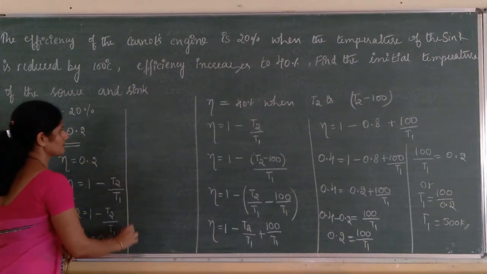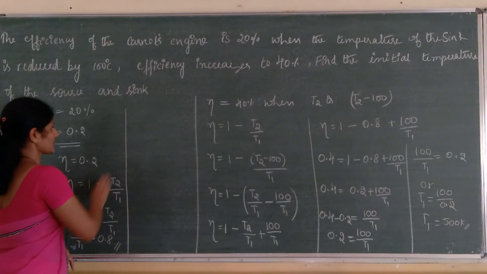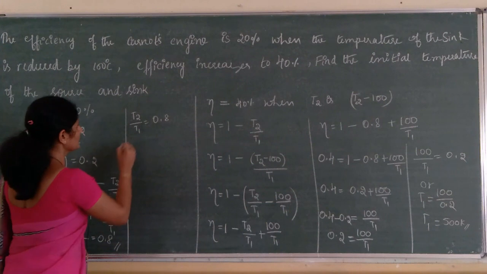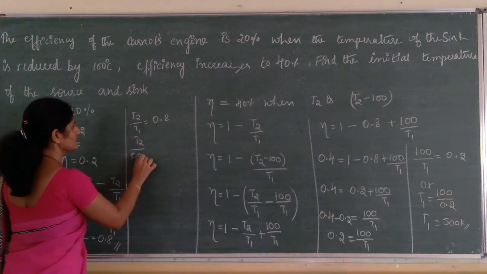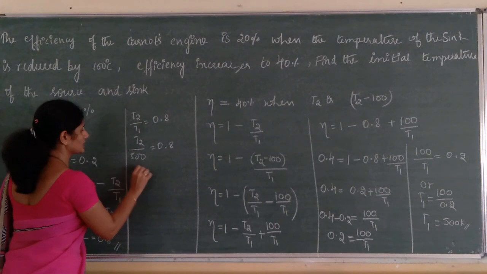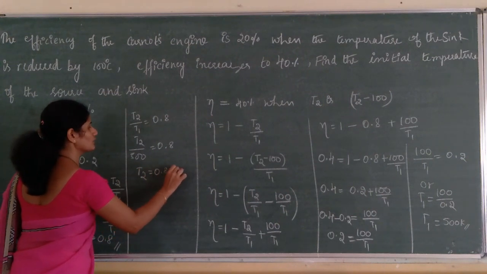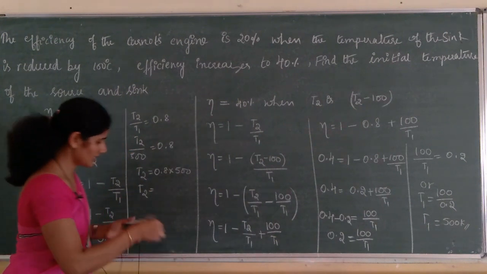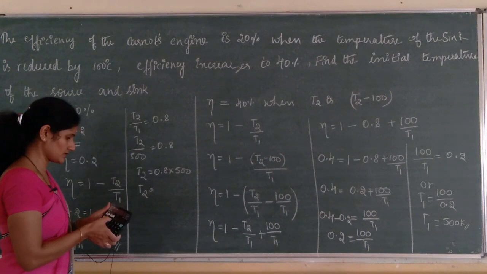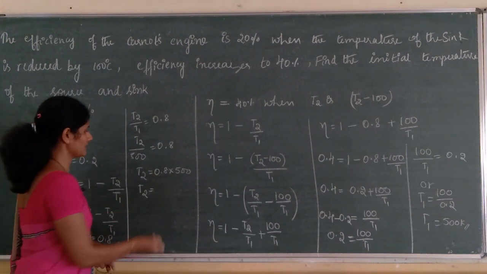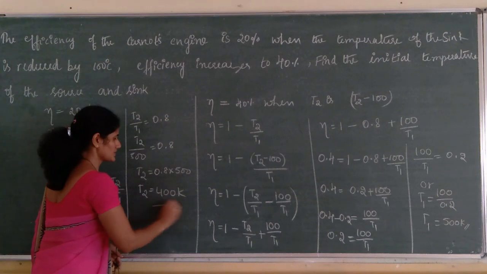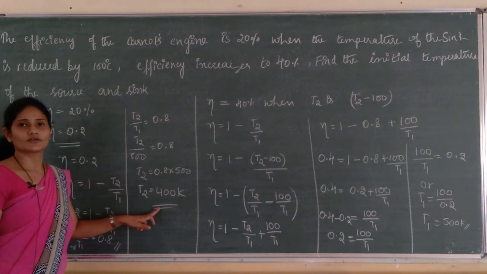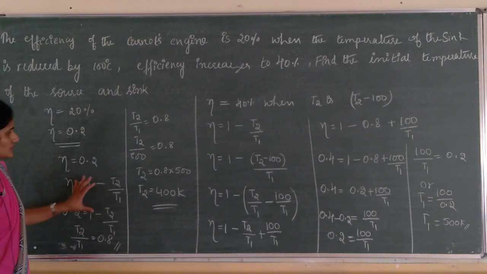Now what is the temperature of the sink? From this equation T2 by T1 is equal to 0.8. T1 is 500. So, T2 is equal to 0.8 into 500. So, T2 is equal to 500 into 0.8 is equal to 400 Kelvin. So, temperature of the source is 500 Kelvin, temperature of the sink is 400 Kelvin. So, this is the answer. Take down.